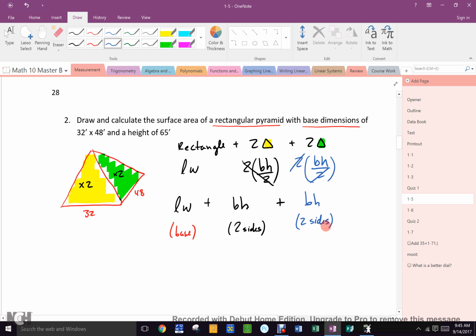Is everybody cool? Now, this is where kids get messed up. When I say the height of a pyramid, what do I mean? From the base to the tip. Okay. A straight line. Excellent. Where, Jasreet?